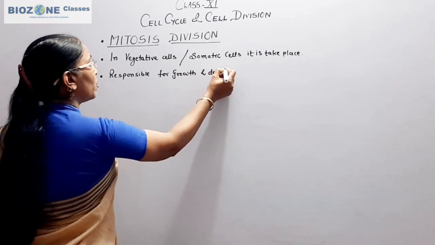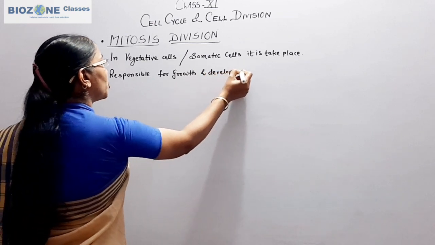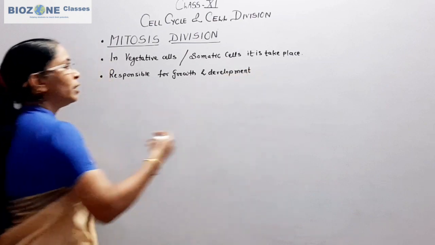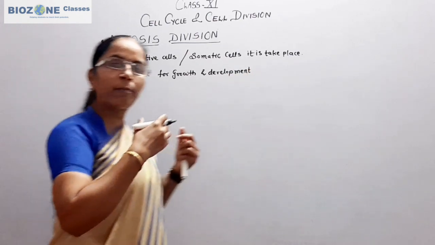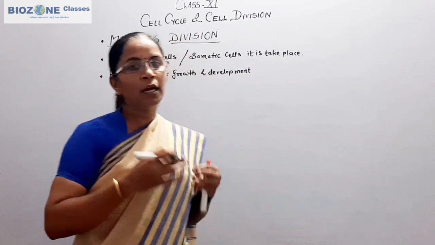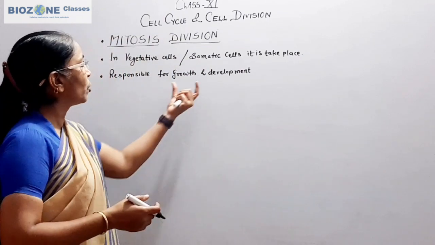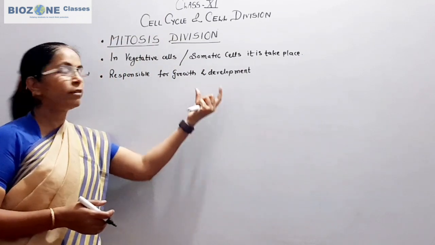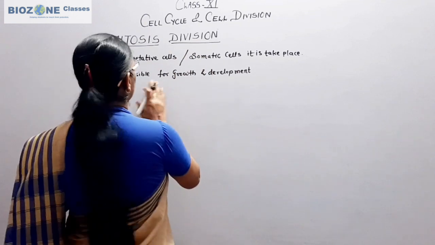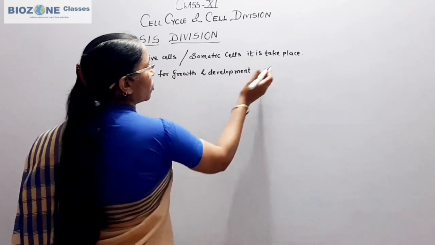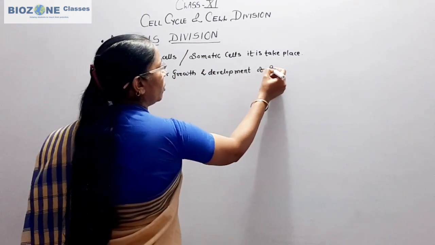So remember this part very well. The growth and development happening in the body, whether the body is plant or animal, in both bodies growth and development mainly happens through which division? Mitosis division. So it is responsible for growth and development of the body.